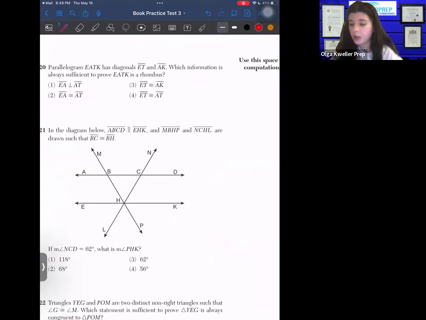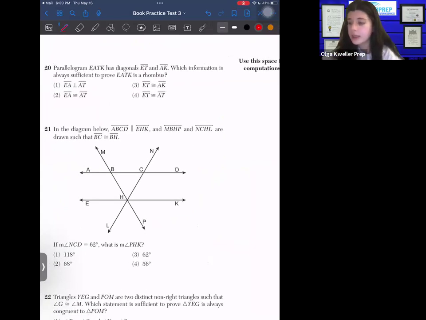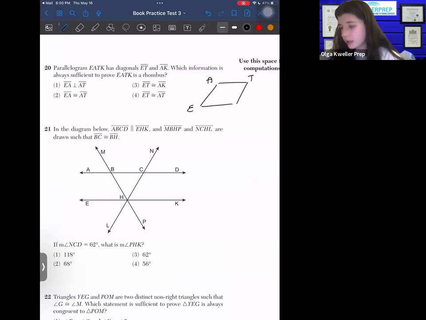Okay, moving on, we've got parallelograms, EATK. Okay, let's draw out our parallelogram. We've got EATK. Which information is always sufficient to prove that EATK is a rhombus? So what do we know about a rhombus? All sides are equal, right? It's like the parallelogram version of a square. That's kind of where I put rhombus in my head. So by definition, in a rhombus, all sides are equal, correct?